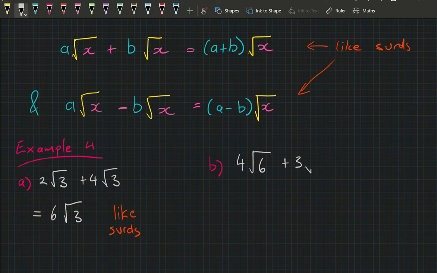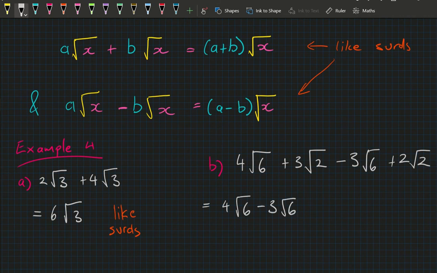of 6 plus 3 times the square root of 2 minus 3 times the square root of 6 plus 2 times the square root of 2. So we've definitely got some surds here that are not like surds, but I've got 2 coefficients for the square root of 6 and I've got 2 coefficients for the square root of 2. So just for today, I'm going to line them up, okay? So that will mean that I've got 4 times the square root of 6 minus 3 times the square root of 6 and 3 times square root of 2 plus 2 times square root of 2. So now we've got 2 different cases of like surds.